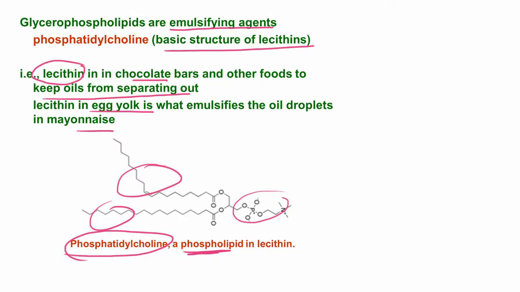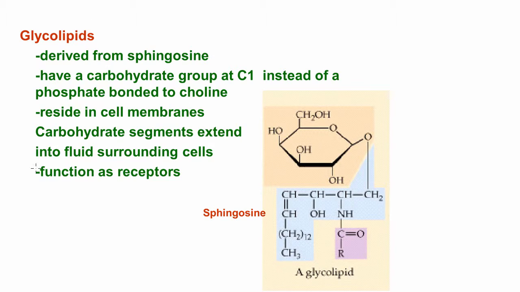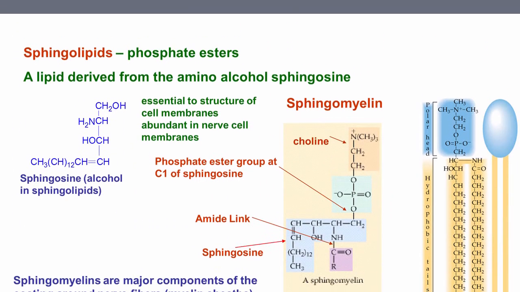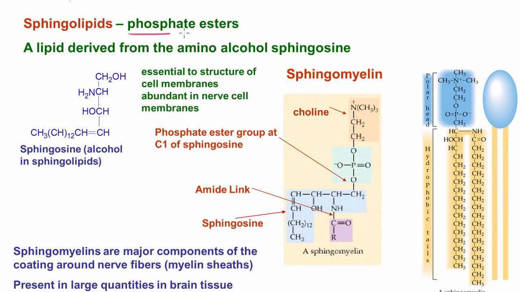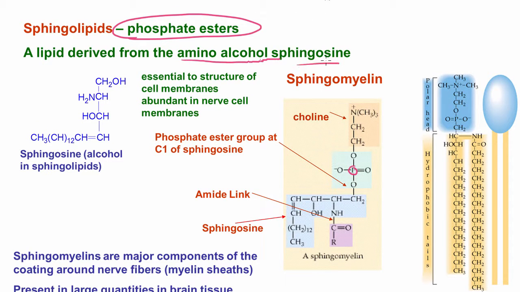The next class of lipid we're going to look at is a sphingolipid. And these are what we call phosphate esters. Remember, we talked about that. We can have a phosphorus atom. That'll be instead of a carbon atom, right? And so you have that phosphorus that's double bonded to an oxygen, then single bonded to another oxygen to form that phosphate ester group. So this lipid is derived from an amino alcohol that's called sphingosine.